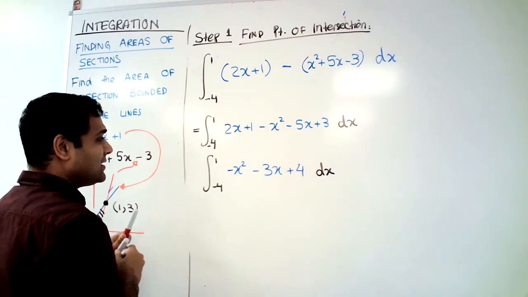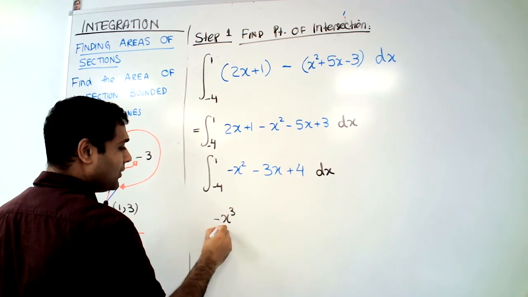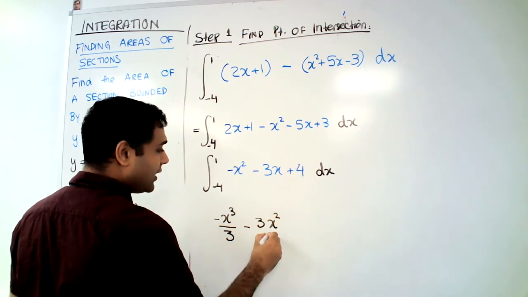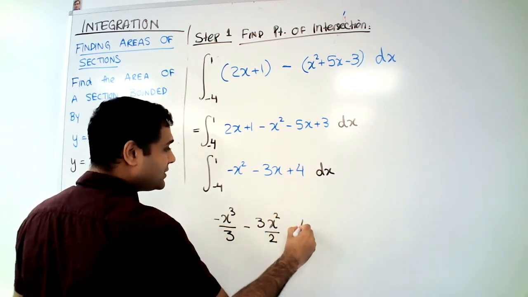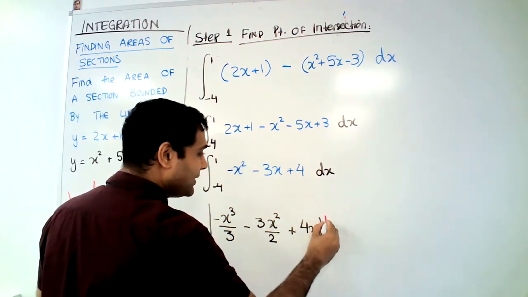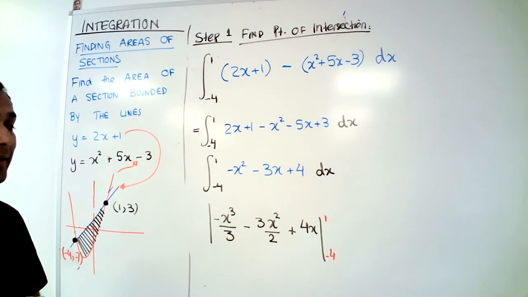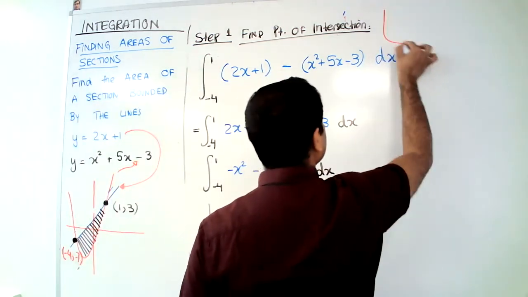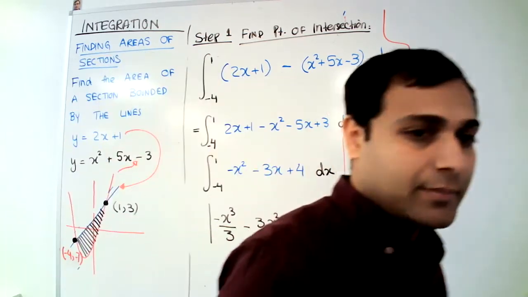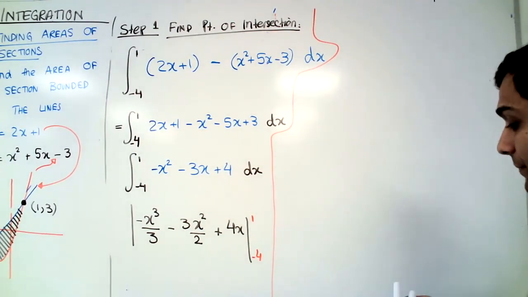Now if I integrate this bit, minus x squared becomes minus x cubed over 3. This becomes minus 3x squared over 2. That becomes 4x. And obviously I need to have the limits, the top and the bottom. Now I need to apply the limits. The limits are the top limit minus the bottom limit. So let's apply the limit now.